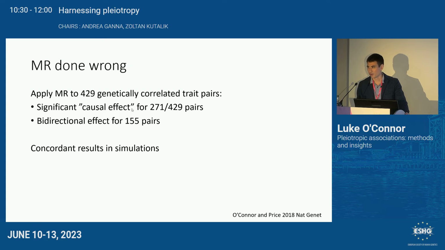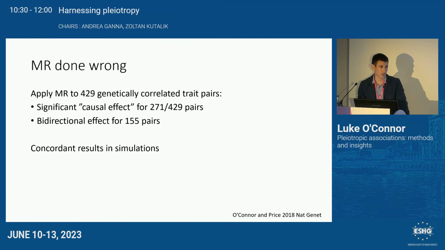Despite the fact that I really like these examples, I do think that most applications of Mendelian randomization are problematic. Mendelian randomization can easily be applied, especially when it's applied out of the box, in a way that just gets the wrong answer because of violations of the no pleiotropy assumption. What we did, in a study from a few years ago now, is we applied Mendelian randomization out of the box to 429 trait pairs that were ascertained on the basis of their genetic correlation. This is just 429 nominally significantly correlated trait pairs.